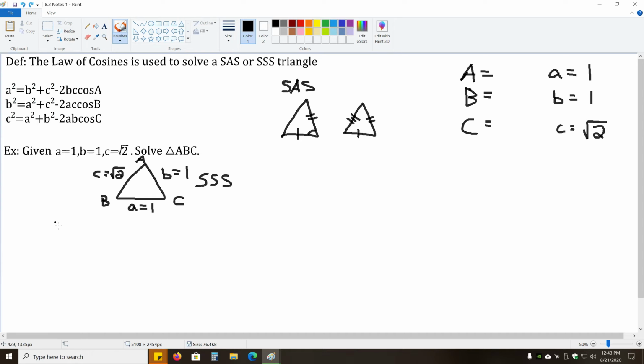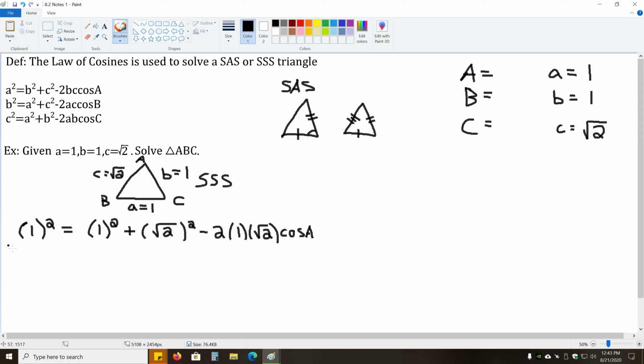Okay, so getting back to our problem, now that we know the formula we're using, we know A, so we get A squared is 1 squared equals B squared is 1 squared plus C squared is the square root of 2 squared minus 2 times B is 1 times C is the square root of 2 times cosine of A is what we're solving for.